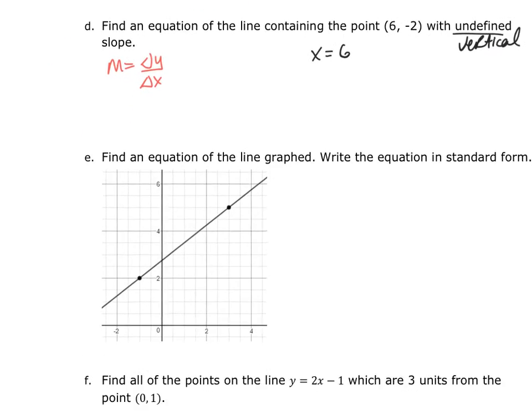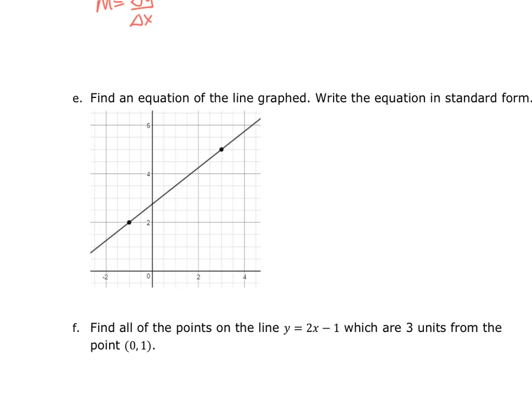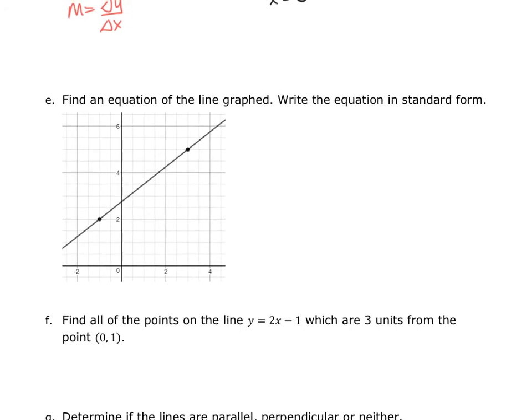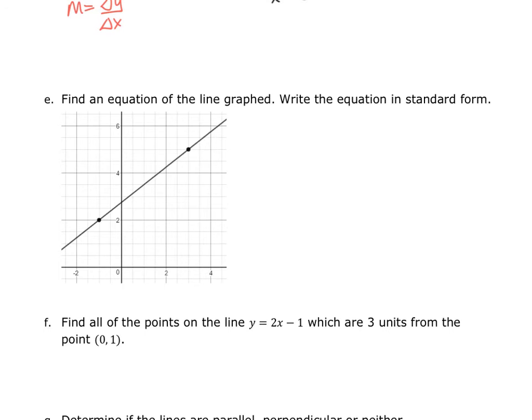So as we take a look at this one, we want to write the equation of the line in standard form. Standard form is the form ax plus by is equal to c. So I want the equation of the line that is described by these 2 points. Go ahead and do that. I'll give you a couple of minutes.